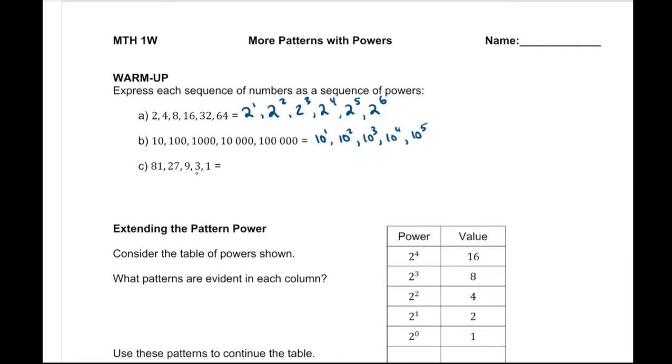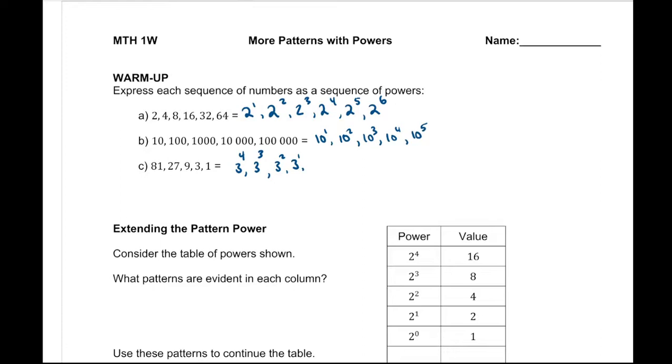C is a little bit different because we're starting at 81 and 27, 9, 3, and then 1. So it might be a little bit more difficult, but we know 3 will be 3 to the power of 1, and we can work in reverse. 9 is going to be 3 to the power of 2, 27 is 3 to the power of 3, and 81, if we're not sure, we can check, but 81 would be 3 to the power of 4.